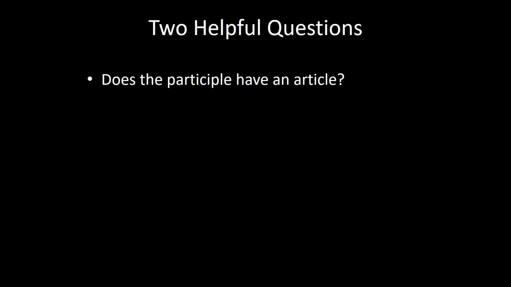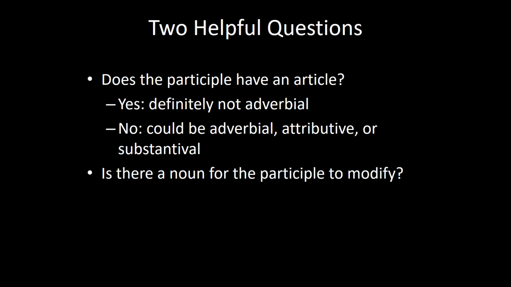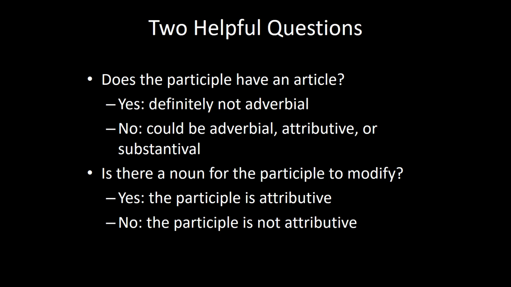So we saw that participles can have three basic functions. They can be attributive, substantival, or adverbial. So here are a couple of questions to help you on the road to identifying them. Does the participle have an article? If it has an article, you can say it is absolutely, positively, 100% not adverbial. If there's no article, well then it could be anything. Could be adverbial, could be attributive, could be substantival. Is there a noun for the participle to modify? In other words, is it in an attributive position, and does it agree in case, gender, and number? If the answer is yes, the participle is attributive. If the answer is no, the participle is not attributive.